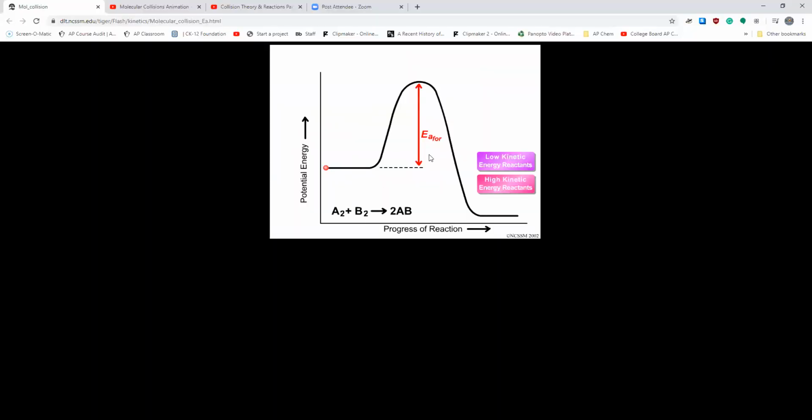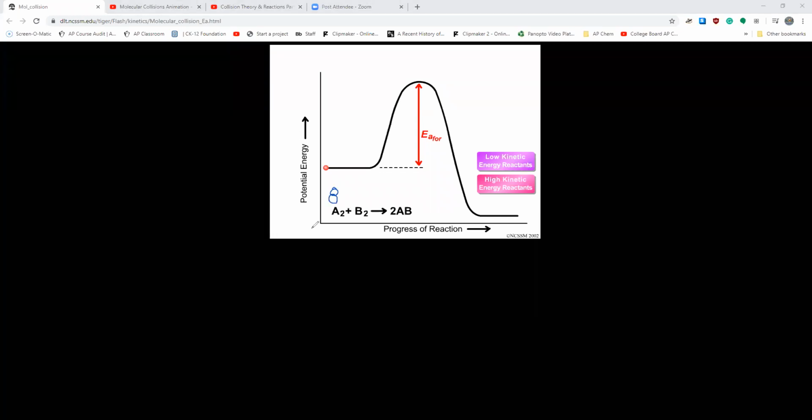So we see that the particles have to collide with enough energy. So for example, I have A2 and B2. Let's see if I can write over here. This A2 would look like this. That's a diatomic molecule. And then I have B2, two atoms of the same, and that is my B2. Now, they have to form a new product, which is made up of one A and one B.